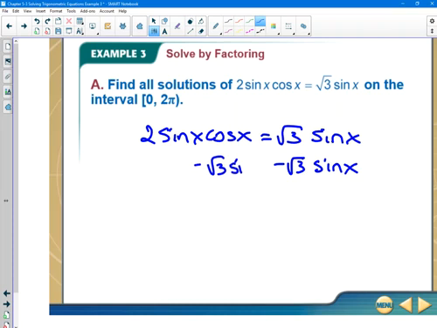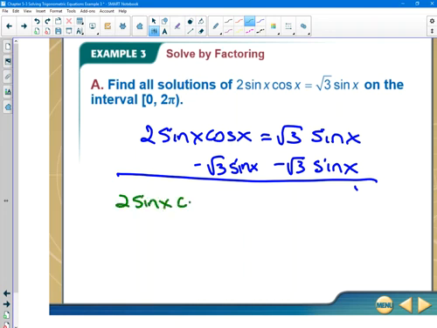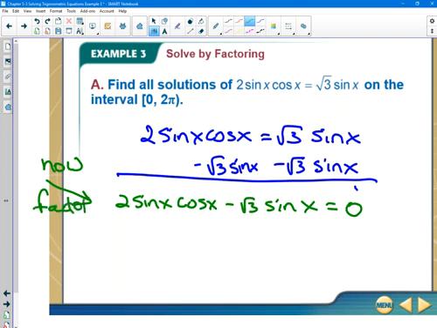Oops, I must have done something there. Okay, so I'm subtracting that from both sides, okay? That gives us now 2 sine x cosine x minus root 3 sine x equals 0. Now we can do the factoring part. So now we can factor. So I'm just looking at this equation and figuring out what is common to both 2 sine x cosine x and negative root 3 sine x. Well, it is sine x. So I'm going to factor out a sine x.